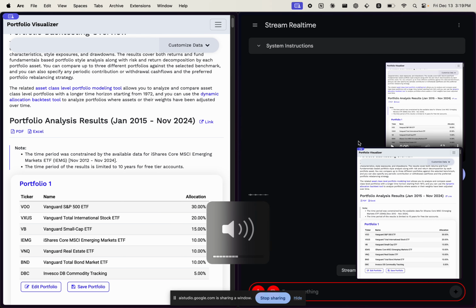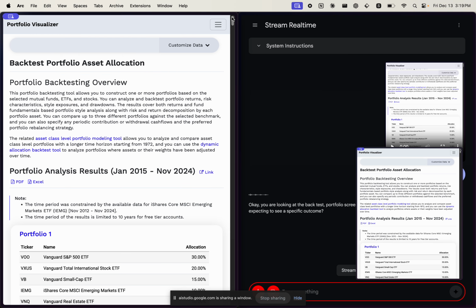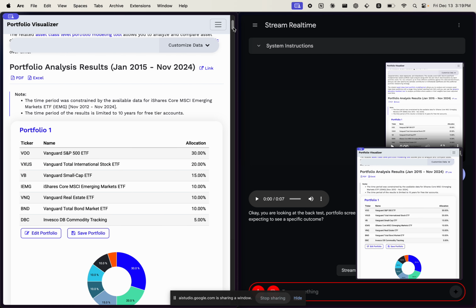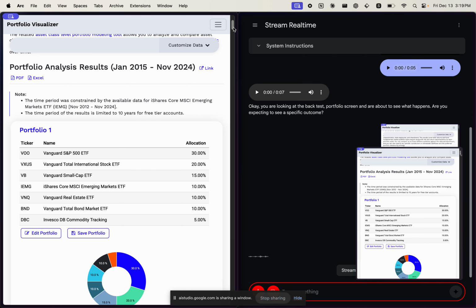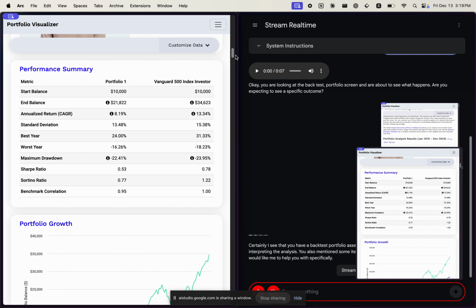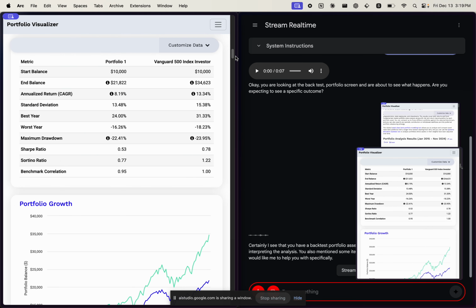Okay, you are looking at the backtest portfolio screen and are about to see what happens. Are you expecting to see a specific outcome? I just really need help interpreting this analysis, and I'm hoping you can help walk through some items that are a little bit confusing for me. Certainly, I see that you have a backtest portfolio asset allocation on the screen, and you'd like help interpreting the analysis. You also mentioned some items are a little confusing, so let me know what you would like me to help you with specifically.